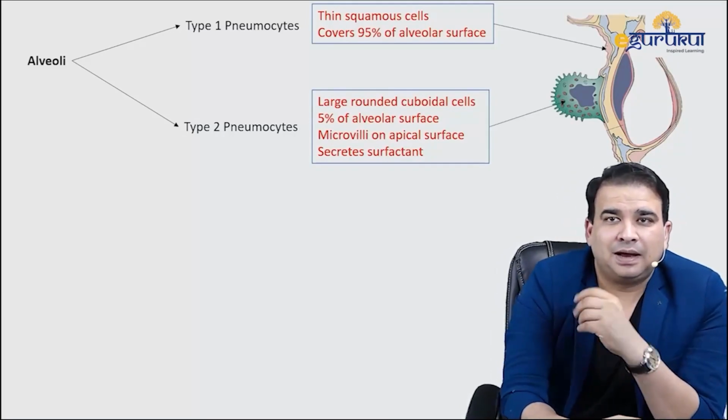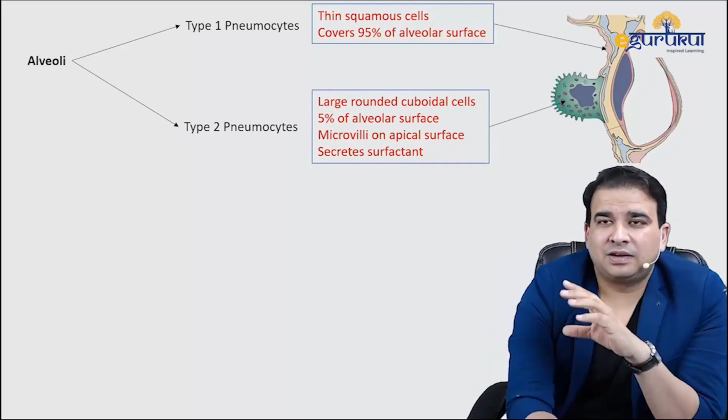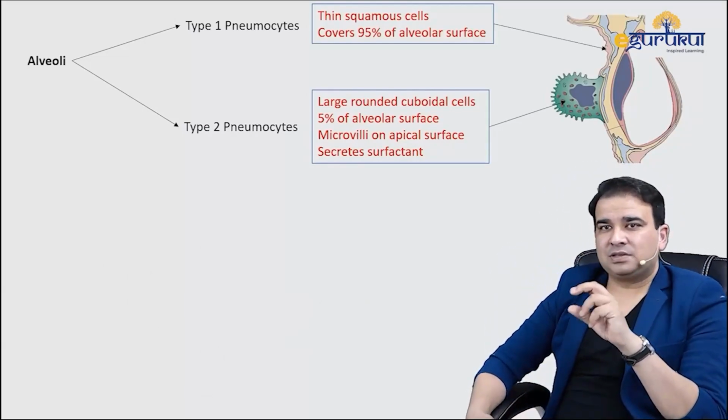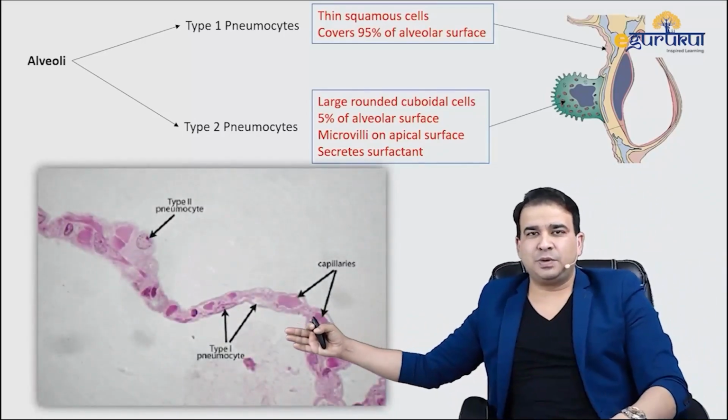Look at that, and we know that they are also secreting the surfactants. So that's the type 1 and the type 2 pneumocyte that you will see in the alveolus. Now let me show you one real-time section for that. I hope you can easily appreciate the difference between the type 1 and type 2.